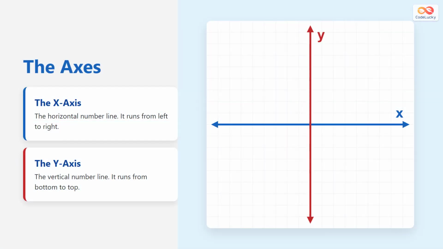The plane is formed by two number lines intersecting at right angles. The horizontal line is called the x-axis. The vertical line is called the y-axis. Just like a standard number line, the x-axis increases in value as you move to the right. The y-axis increases in value as you move upward.